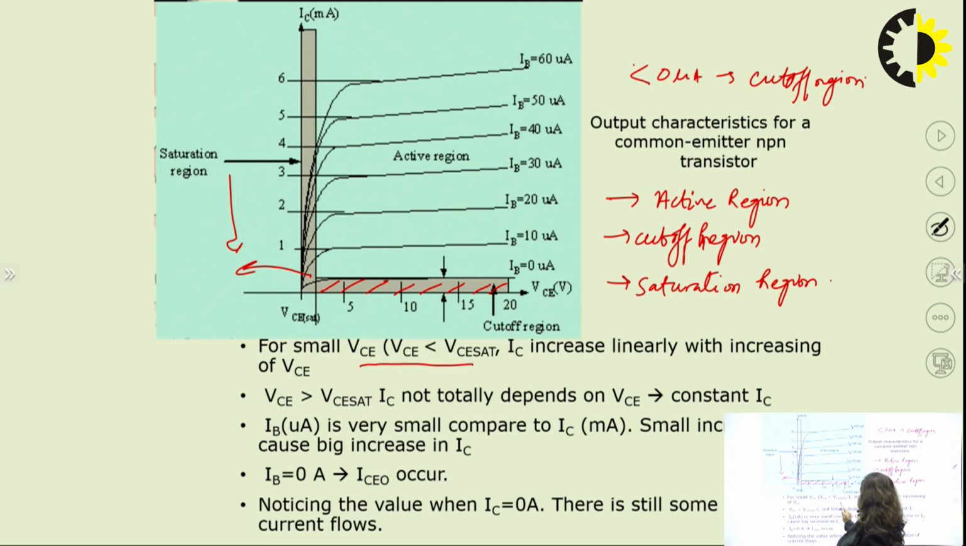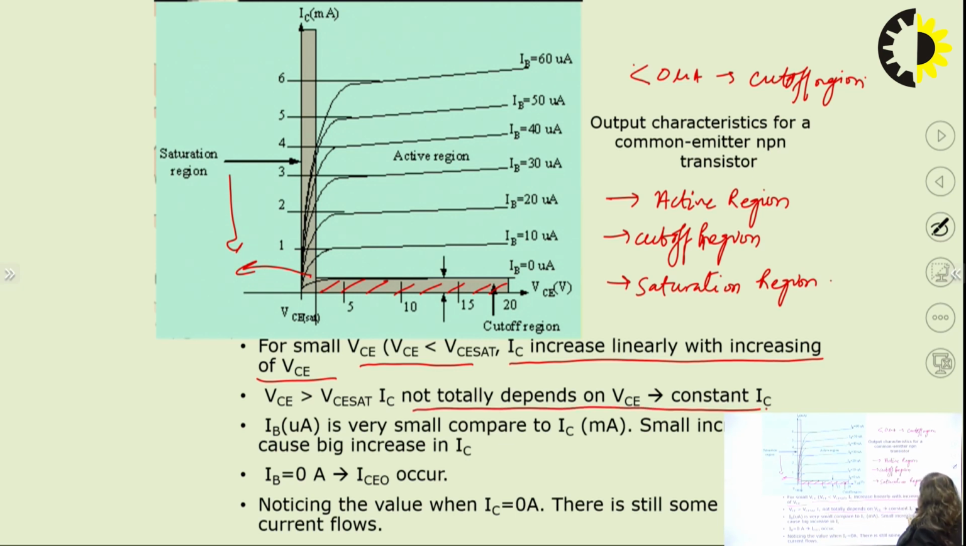So for a smaller VCE, that is VCE less than VCE saturation, IC increases linearly with increasing VCE. For VCE greater than VCE saturation, IC does not really depend on VCE. That's why the collector current is basically constant here. Next, IB, which is in microampere, is very small compared to IC, which is in milliampere. A small increase in IB causes a big increase in IC. So when you increase the IB value, there will be a sharp increase in the value of IC.